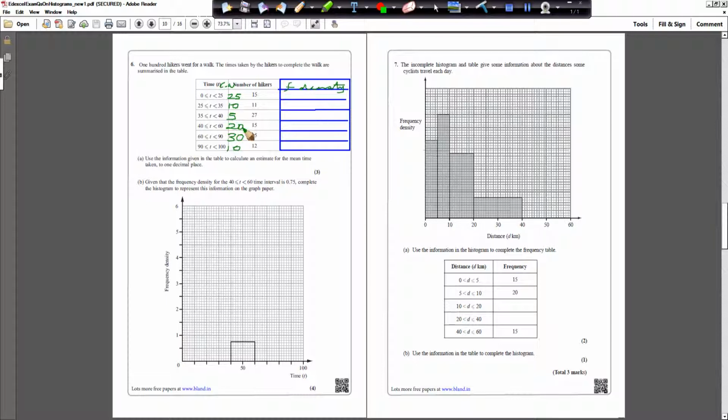What did we say before? We said to work out the frequency density, so the frequency density is equal to the frequency divided by the class width. That's the formula for working out the frequency density. So what we're going to do now, we are going to do 15, which is your frequency here. This is the frequency column. So 15 divided by 25. They told us that the 40 to 60, which is here, so 15 divided by 20, they gave us an answer of 0.75.